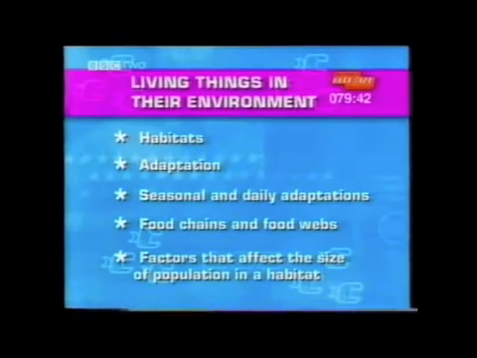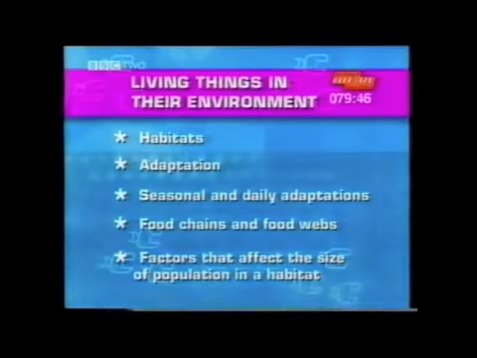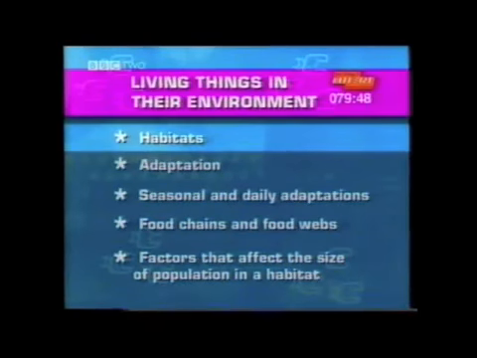This next unit will cover living things in their environment. In the first section, we'll look at habitats. A habitat is the particular type of area in which an organism lives. At the moment, my habitat is here in this studio, where I'm quite comfortable presenting this programme.